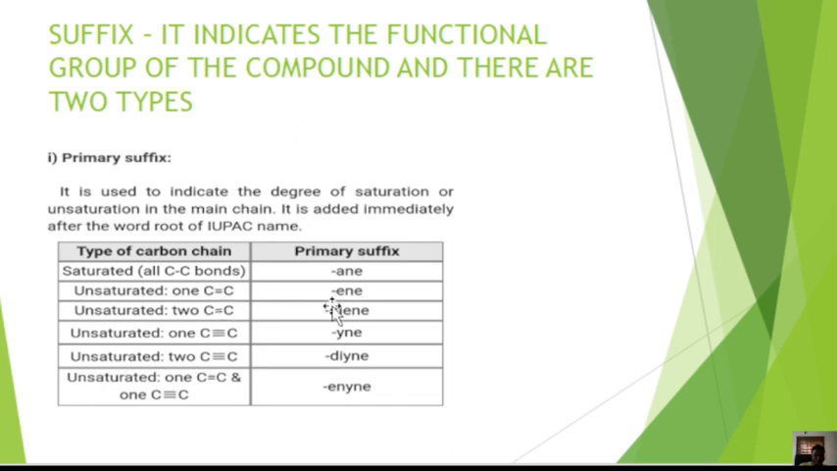If there are two double bonds, it is diene. If there are three, triene, four tetraene, and so on and so forth. If you have a triple bond, it is yne. If you have two triple bonds, it is diyne. If you have one double bond and one triple bond, it is going to be enyne. These are basically what the primary suffix entails.